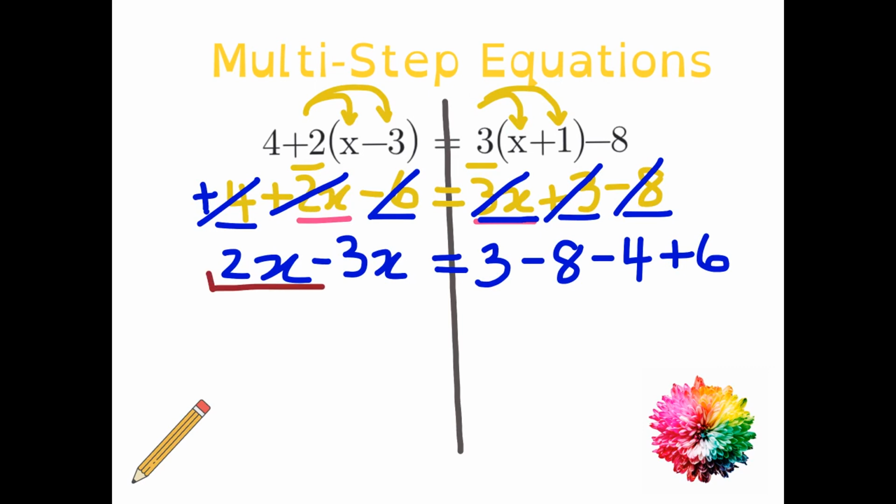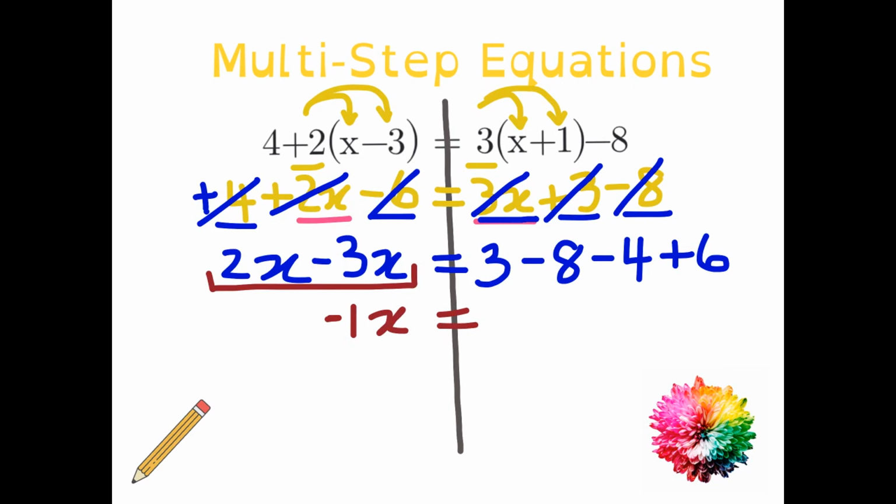So 2x minus 3x. This is different signs. When you have numbers with different signs, integer rules, you're going to subtract those numbers and take the sign of the bigger number. So 3 take away 2 is just a 1, and the sign in front of the bigger number is a negative. So this is going to give me -1x.